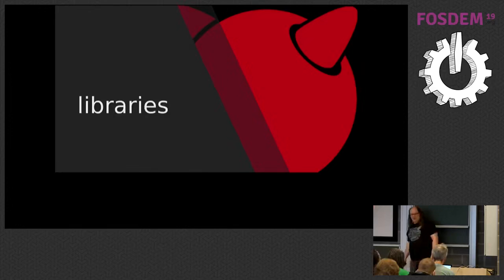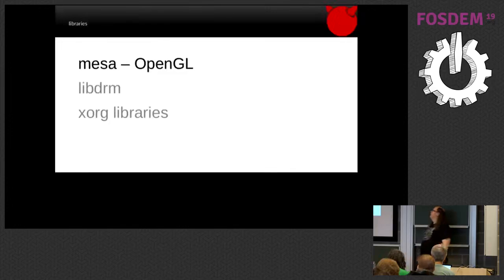So moving on upwards through the stack, that was the drivers. Now we have the libraries. The biggest library is probably the OpenGL library called Mesa. This library has fairly quick development, and it's important to keep it working because if you break it, things stop working. It's used for very many ports.